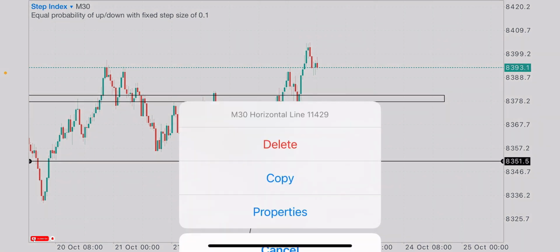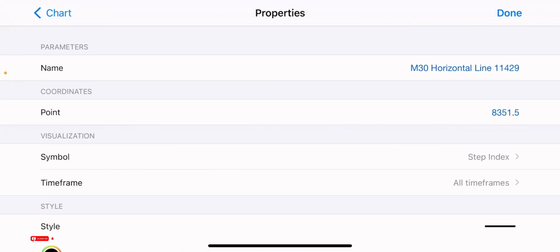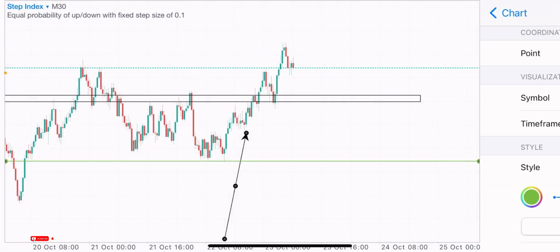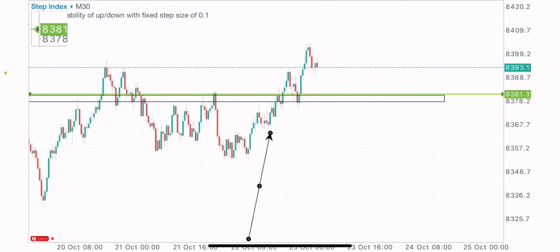Let's change the color of these and make it more specific. Let's make it green, right? Let's say we got our entry point here on this green line. Where should our stop loss level be?